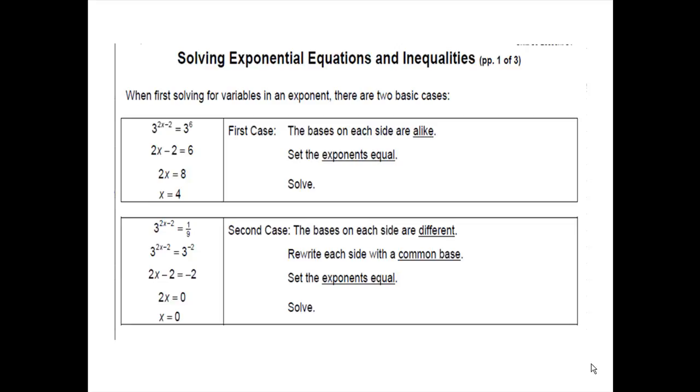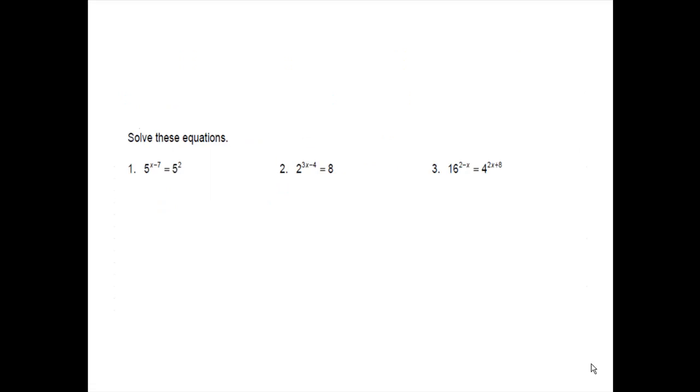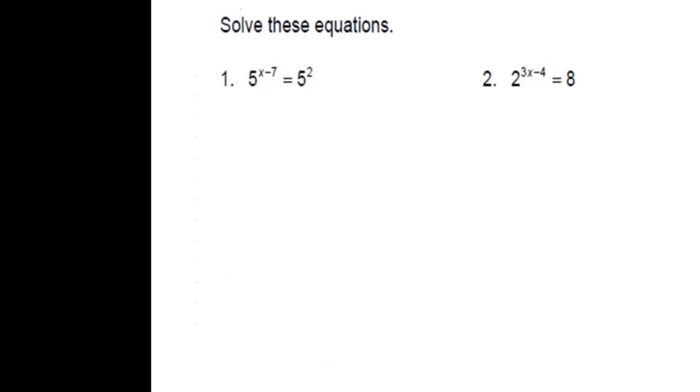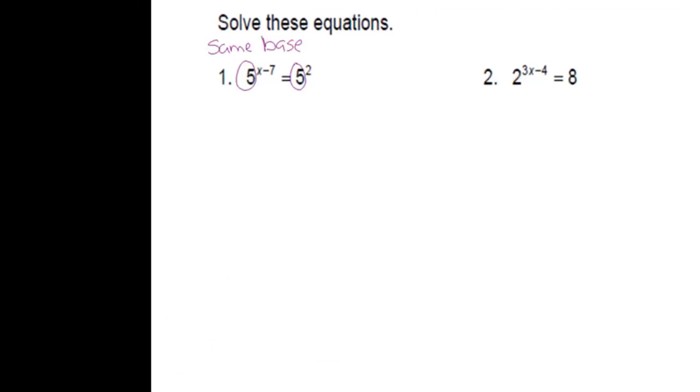Now let's try some problems. Let's look at the first one here. And the first one is 5 raised to the power of x minus 7 equals 5 squared. As we can see, both of our bases are the same. Since they're the same, all we have to do is rewrite the exponents.